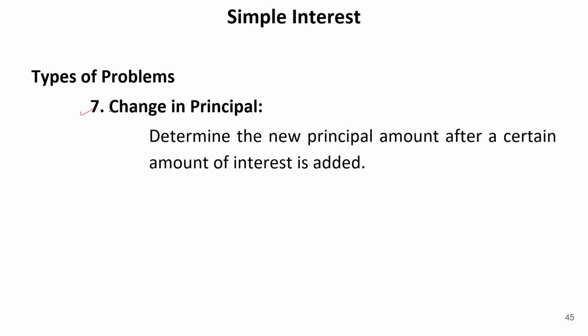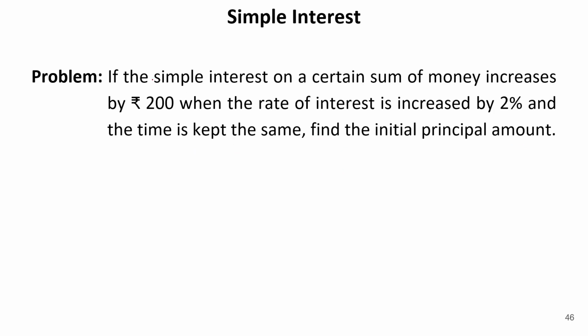Change in principal: determine the new principal amount after a certain amount of interest is added. If the simple interest on a certain sum of money increases by 200 when the rate of interest is increased by 2% and the time is kept the same, find the initial principal amount.